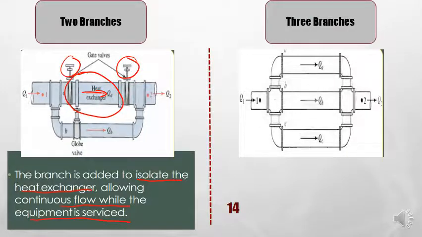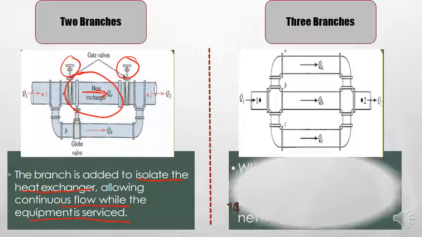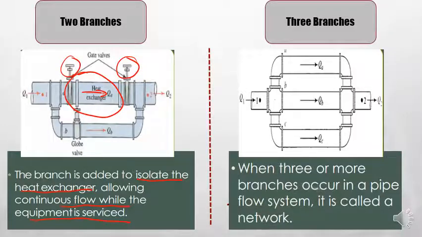Meanwhile, for three branches, or if the system has more than three, for example 3, 4 or 5, we call it a network. So I think it's pretty easy for you to recognize whether it is a two-branch, three-branch, or more than that, a network piping system.